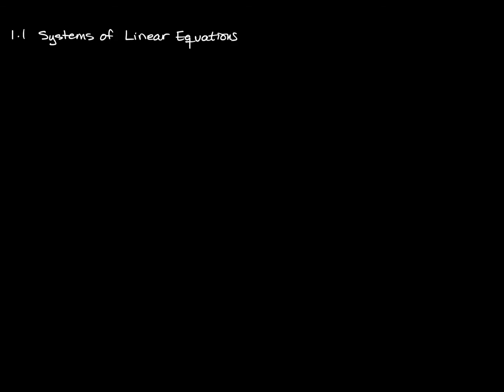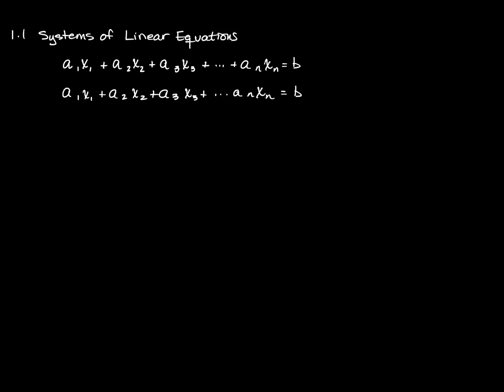Okay, now that we know what a linear equation is, let's take a look at what it means to be a system of linear equations. Here's a linear equation, and here's another one. Now you'll notice that those are actually the same linear equation, and I've done that on purpose. I want to find a way to distinguish between these two.